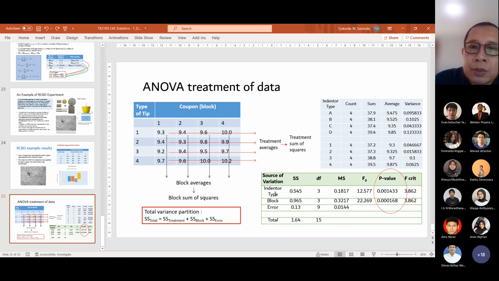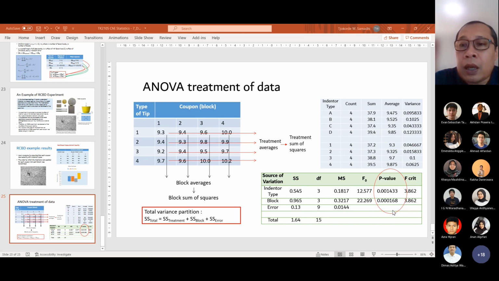So now we get two systematic effects, indenter type and block effects, and these are the p-values of each of those effects. Now we can interpret the p-value individually, separately from one another. For example, here, this would mean that both the indenter type and the block variable are significant. Both significantly influence the value of the response, or the hardness of the metal specimens.